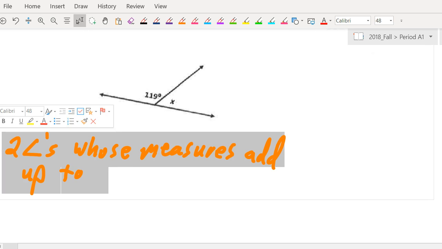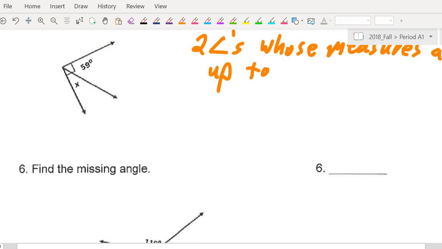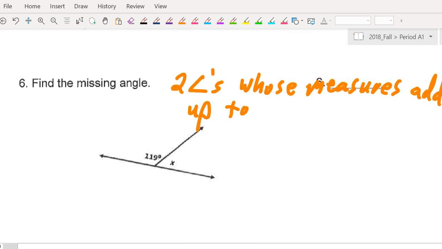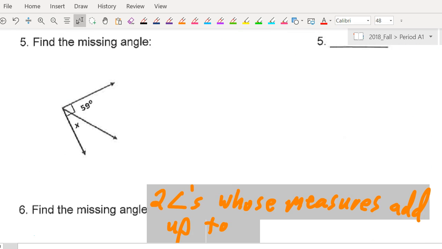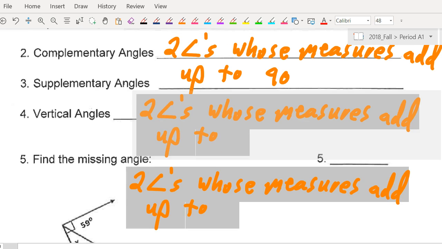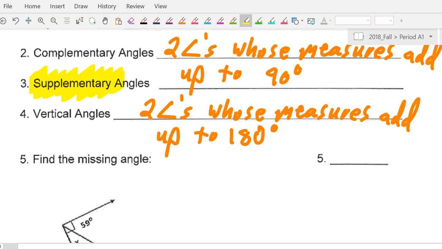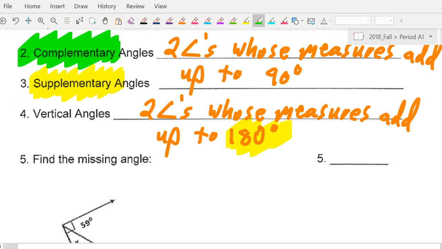Okay, two angles whose measures add up to, this time it's not 90, it's 180. That's right. It was 90 the first time for complementary, but supplementary angles, they add up to 180. That is for supplementary angles. So supplementary angles was 180. Complementary angles was 90. Yay!